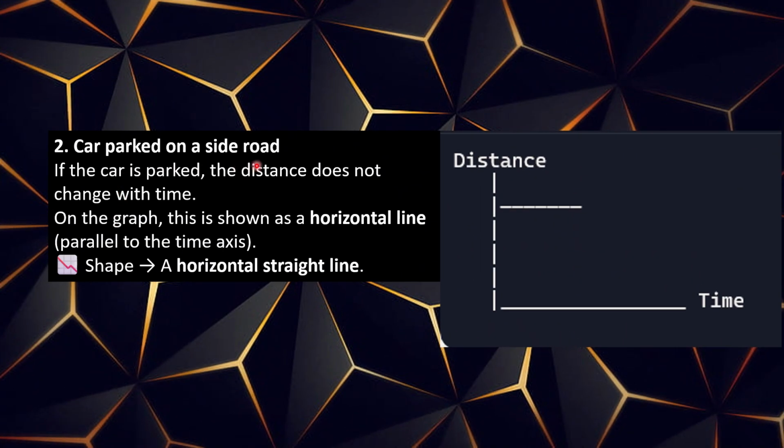Second one, the car parked on a side road. The distance on the y-axis and time on the x-axis, and your graph will be a horizontal line because it is standing still.